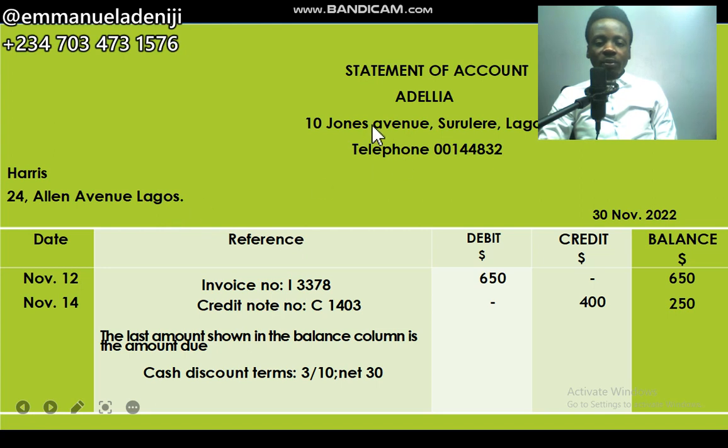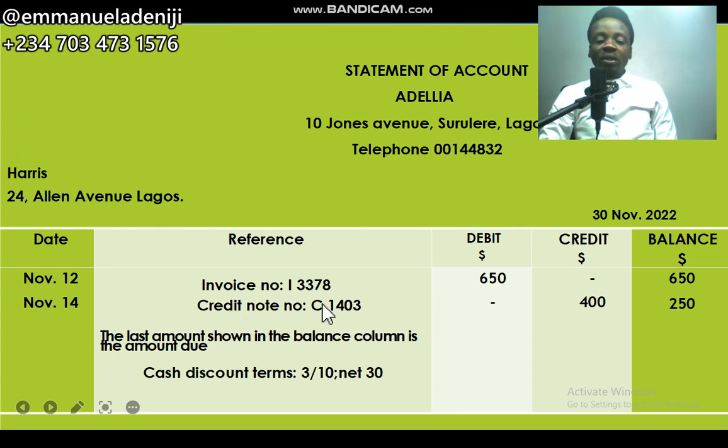You have the name of the seller being addressed to the buyer, and then November 12th, this is the reference number. These goods worth $650 were sold to the buyer, and this is the sales invoice number. Look at it here, and this balance means the balance which the customer was owing us at this time. Now at a point, certain items were returned to the seller, so the seller reduced the buyer's invoice by the amount of goods which were returned.